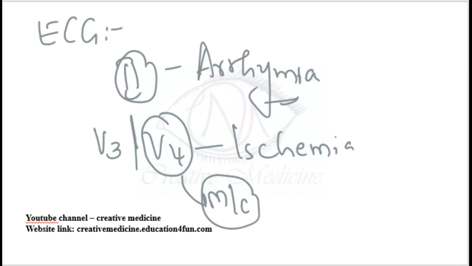Then ECG. In the ECG, we monitor lead 2. Lead 2 is mainly important for arrhythmias. Monitoring of leads V3 and V4 is important for ischemia. Monitoring of V4 is more important for ischemia than V3.